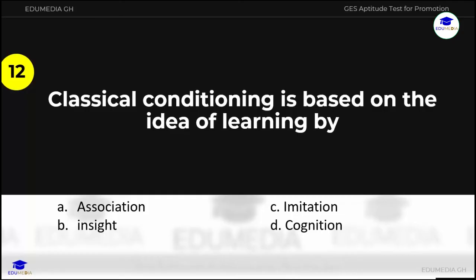Question number 12. Classical conditioning is based on the idea of learning by A. Association, B. Insight, C. Imitation, and D. Cognition. The correct answer is A.